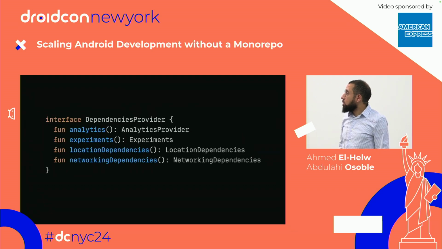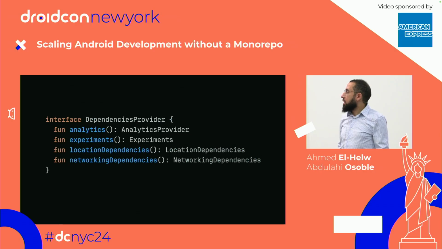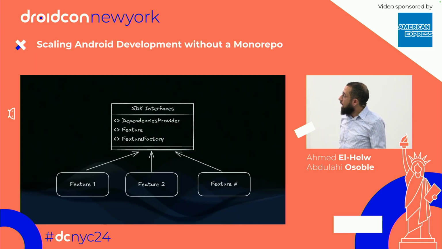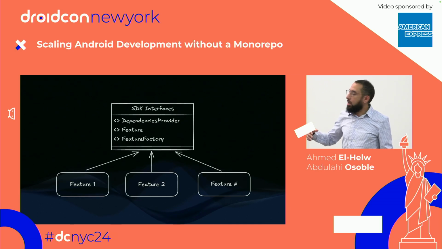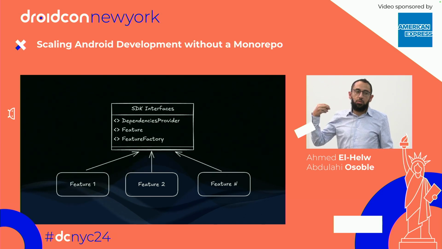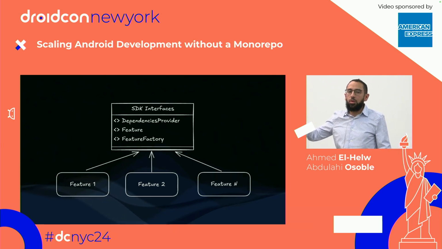And the dependencies provider holds all the dependencies that the feature might need. So things like analytics, experiments, and so on and so forth, that are used. And so these interfaces are what the actual features use directly in order to work. So if I'm working on a feature team and I need analytics, I say I have a dependencies provider object, give me the analytics provider, and then .log analytics with whatever I'm logging. Same thing for location, same thing for all of these things.